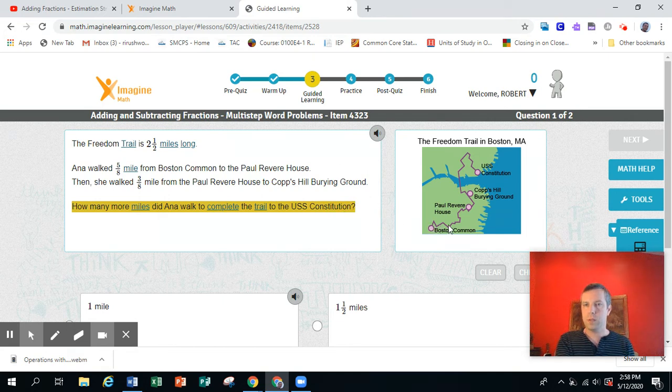So she's walking this long trail. She goes here, then she goes there, and then we have to find out how much farther she has to go to get to the end of the trail. Let's check our math helps.